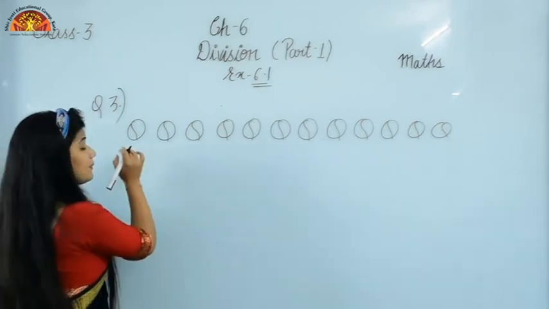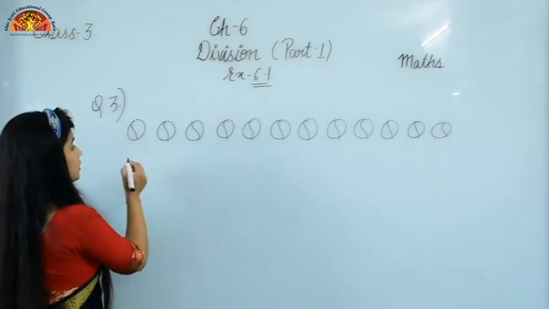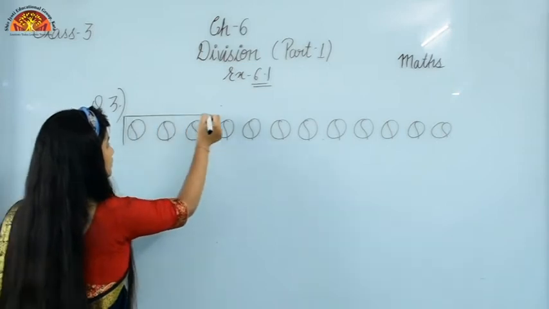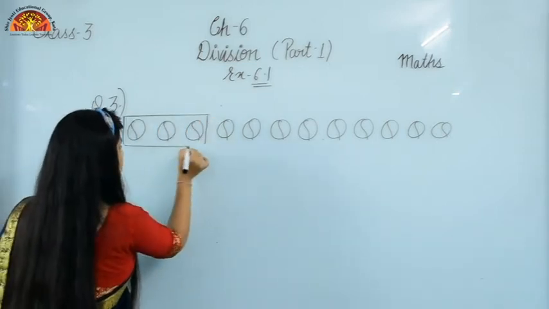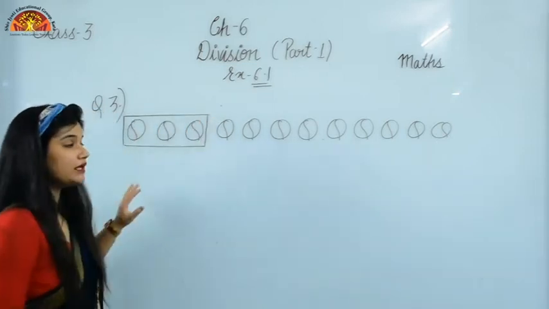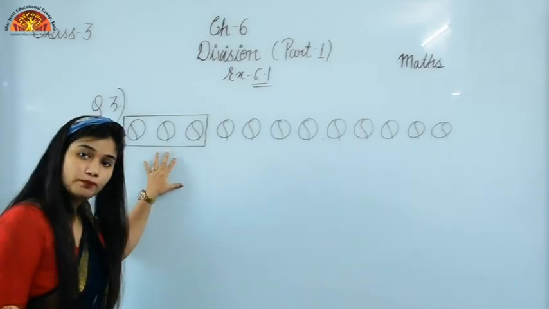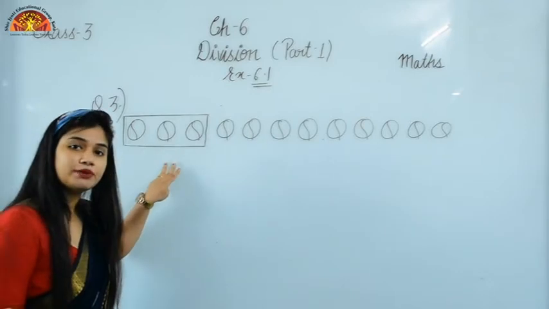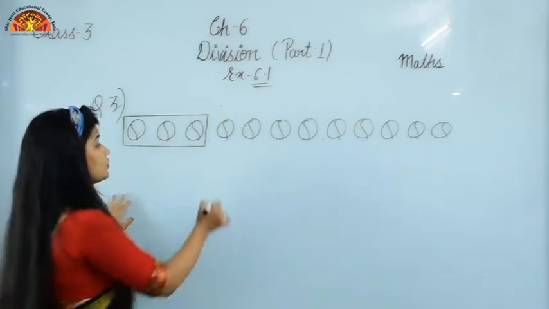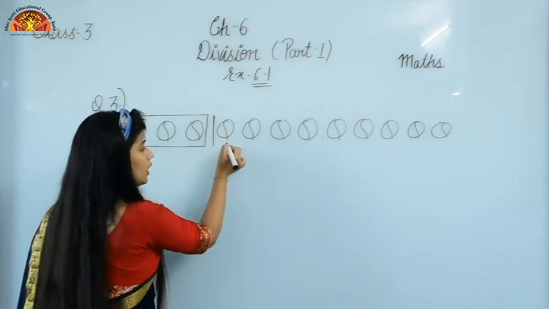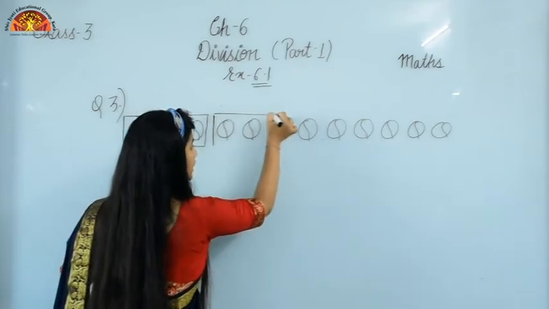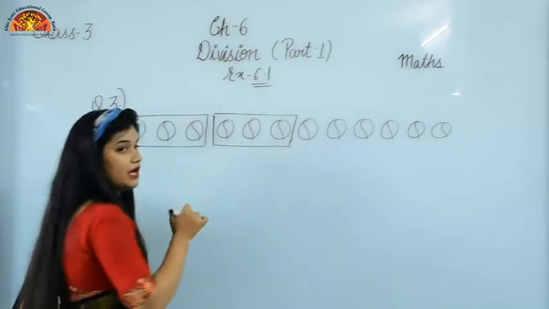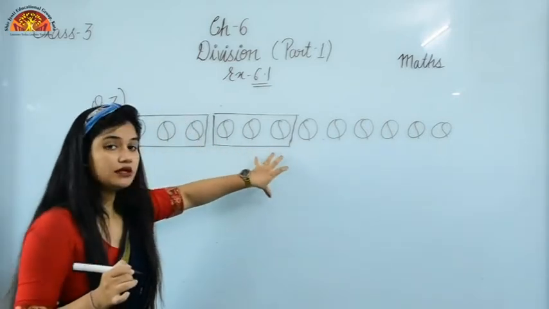So now we are separating 3 balls. So just look here, 1 2 3 and now we are drawing a box and we have separated 3 balls by a box. Is it clear? हमने एक बॉक्स बनाया और 3 balls को सेपरेट किया. Now again we have to separate 3 balls. 1 2 3. Again we are drawing a box and we are separating 3 balls.